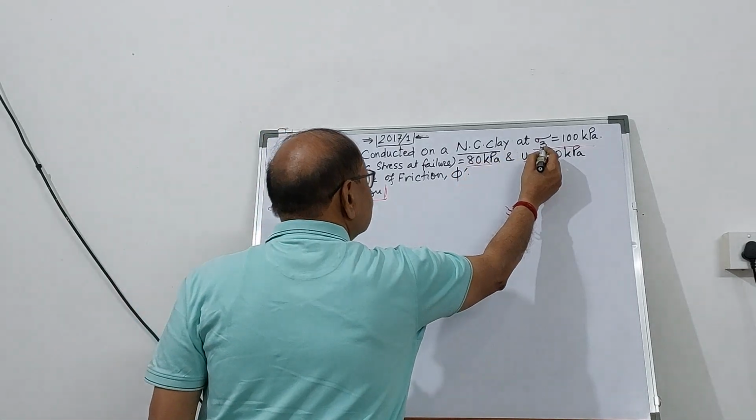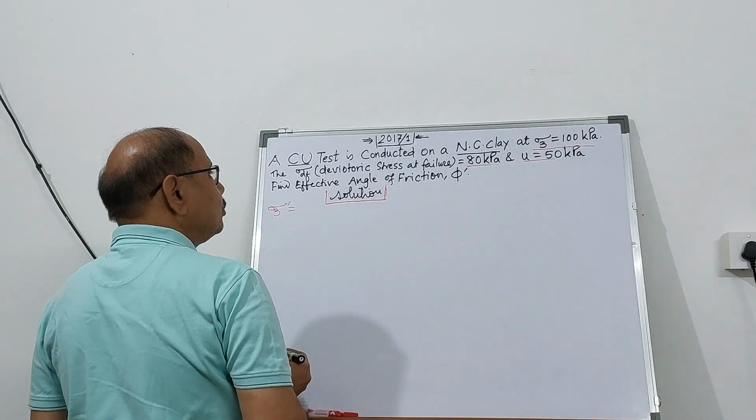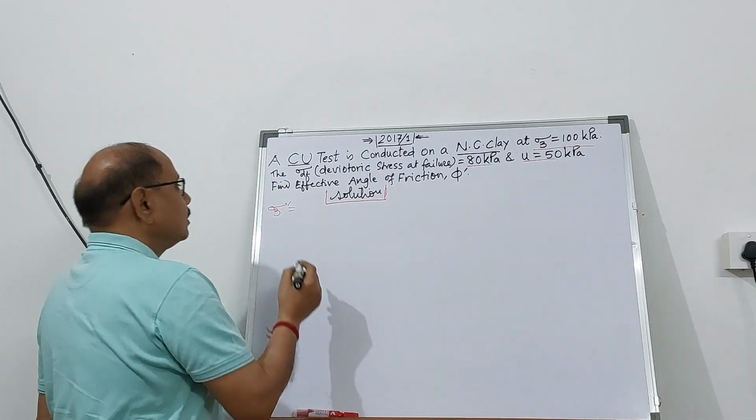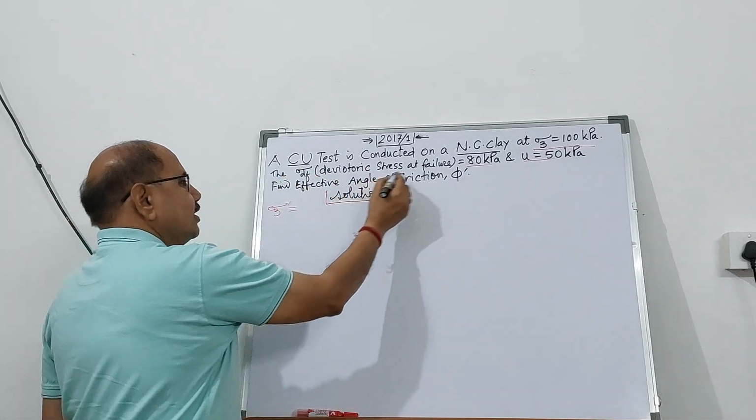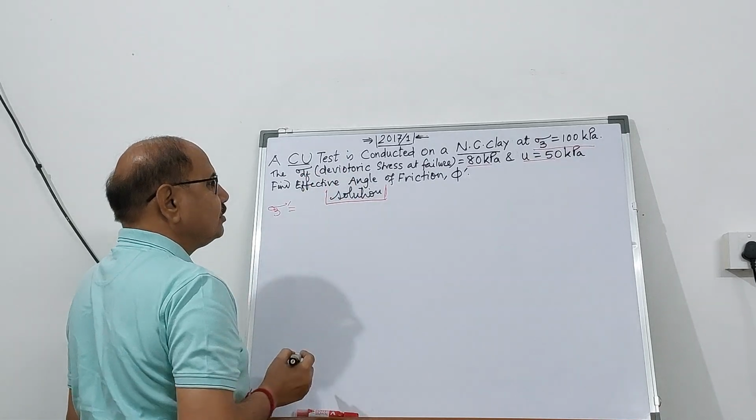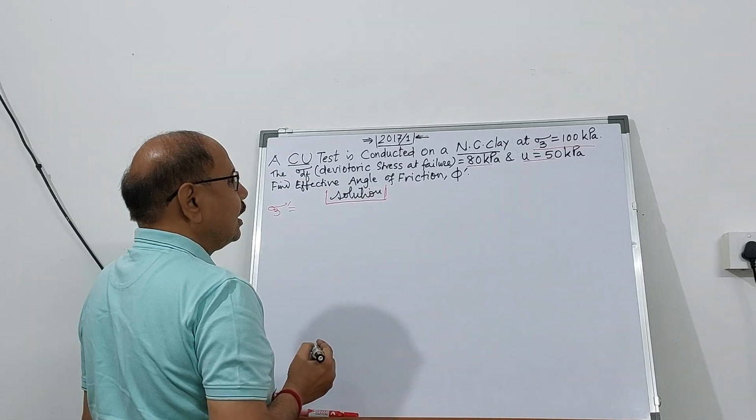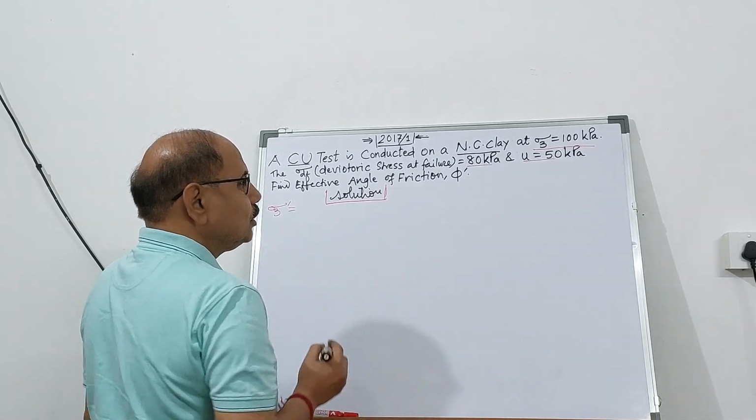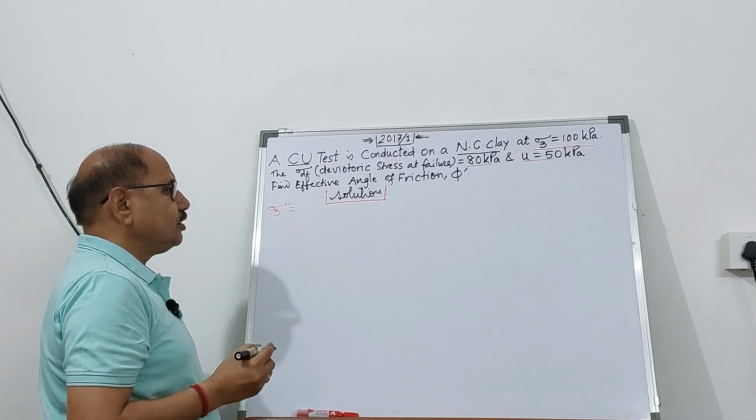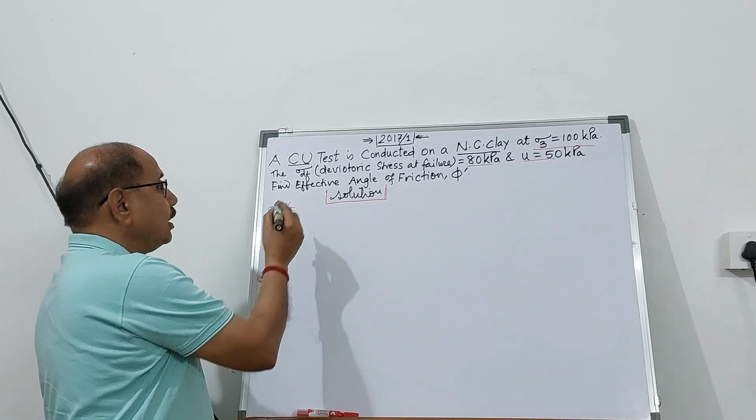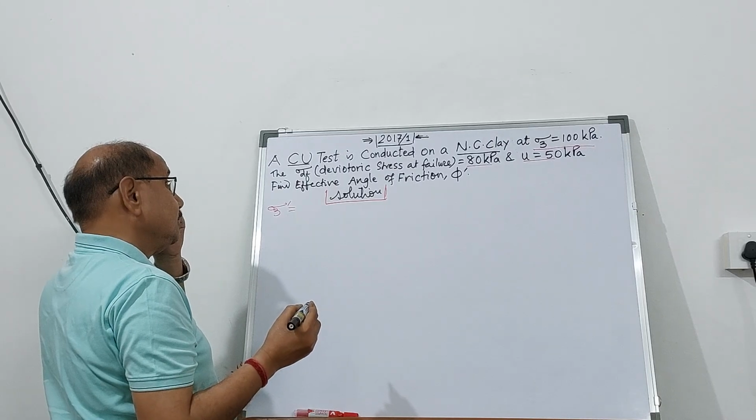at confining pressure sigma 3 equal to 100 kilopascal and the deviatoric stress at failure sigma df is given as 80 kilopascal and the pore water pressure u equal to 50 kilopascal. Find the effective angle of friction. So this is a problem which was asked in 2017.